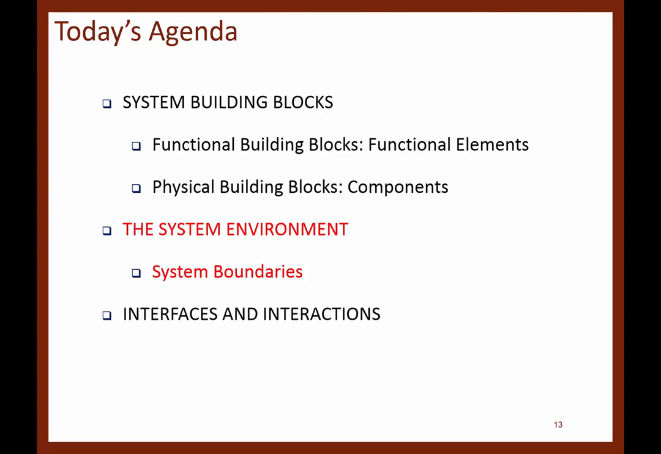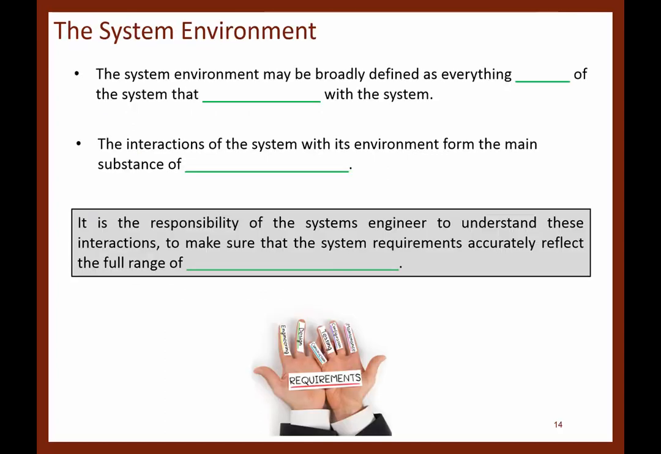So what is the environment in which the system is going to perform, and making sure that it's going to behave as expected. The system environment may be broadly defined as everything outside of the system that interacts with the system. So anything that is going to be interacting with the system that is not part of the system is what we call the environment. The interaction of the system with this environment forms the main substance of the system requirements.